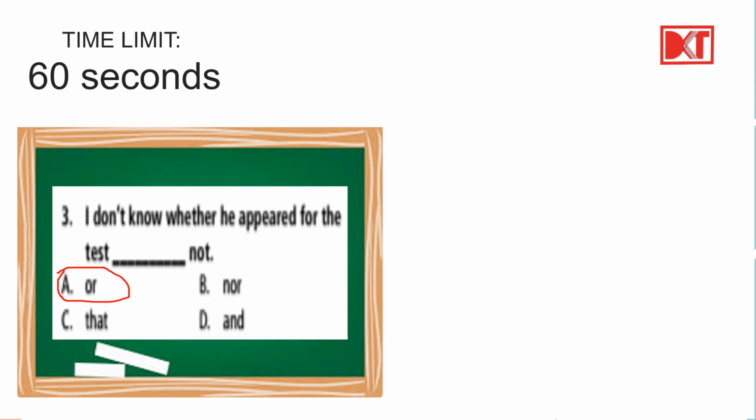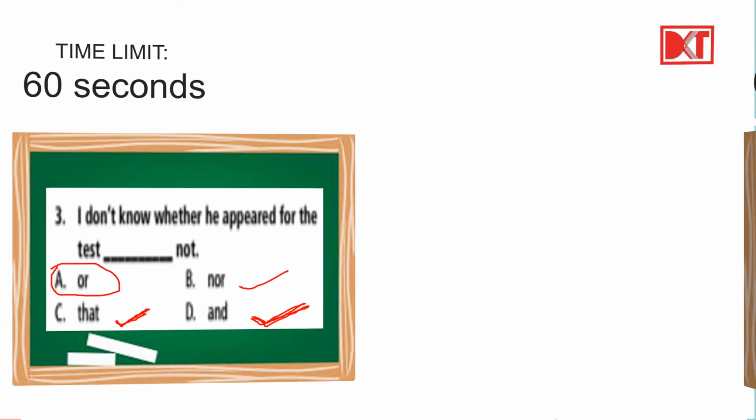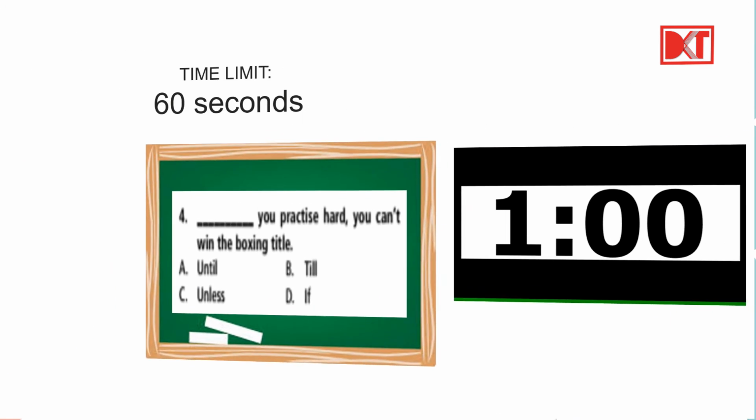Then we have nor. Nor is the opposite of or. Then we have that. That is used for providing a certain reason or conclusion, or used in indirect speech sort of conjunctions. You have and, which is used as a coordinating conjunction.